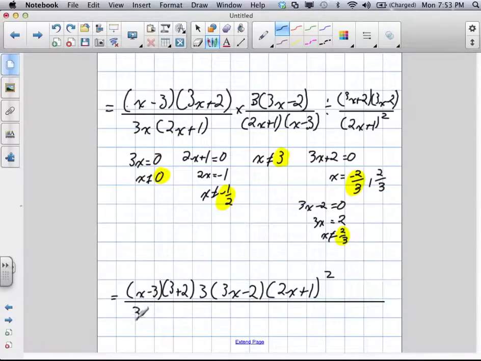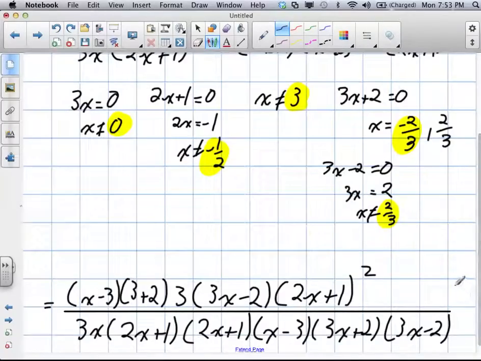On the bottom we have 3x times 2x plus 1 times 2x plus 1, x minus 3, 3x plus 2, 3x minus 2.